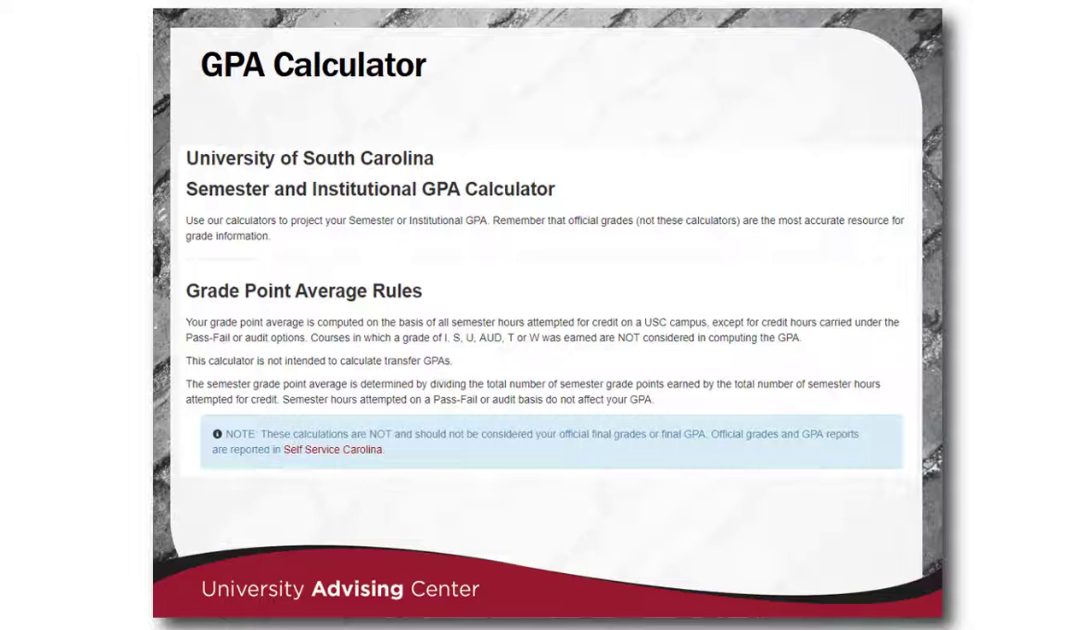Once again, please remember that these calculations are unofficial. All official grades and GPAs are posted in Self-Service Carolina.